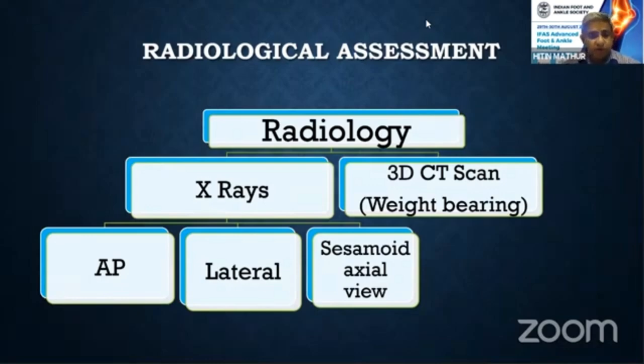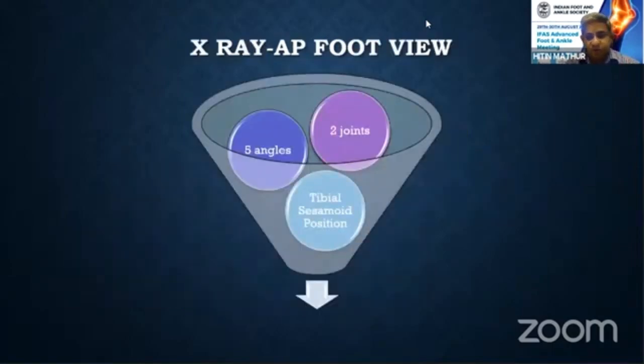So what X-rays do we need to do? We need X-rays of the foot in the AP, lateral, and sesamoid axial views. The most important view is the AP view, and the things you need to look for in the AP view are the 5 angles, 2 joints, and the position of the sesamoid apparatus.